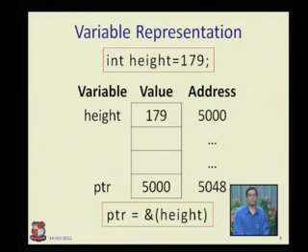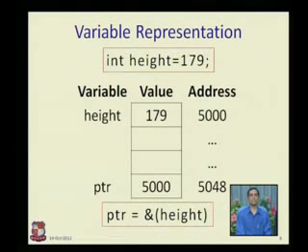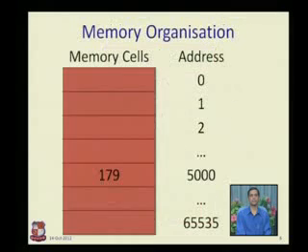So how is a variable represented in memory? I have shown the memory as these lines or blocks arranged from top to bottom. So how is this variable represented in the memory? Suppose in the language I assign integer height equal to 179. So how is it shown? Here it is written as 179 at the address 5000.